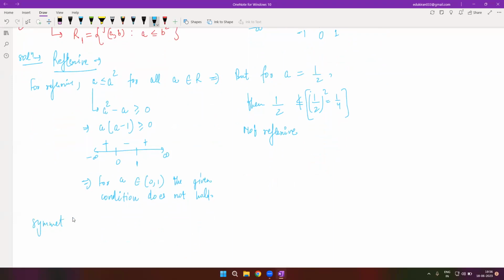Now check for the symmetricity. So you start with examples only first. Don't go to this part. ये अभी solve नहीं होगा. Just check with some examples whether the given relation is symmetric or not. Symmetric says if A comma B belongs to R1, then B comma A should also belong to R1. Now, if A comma B belongs to R1, what does that mean? That A is less than or equal to B square, right? We want to know whether B will also be less than or equal to A square or not.